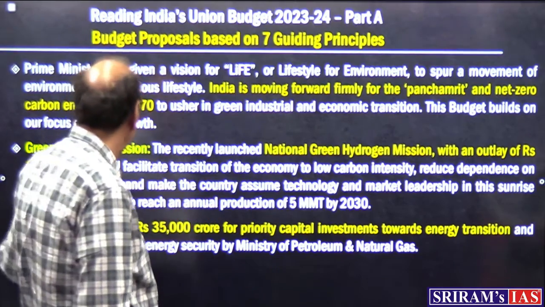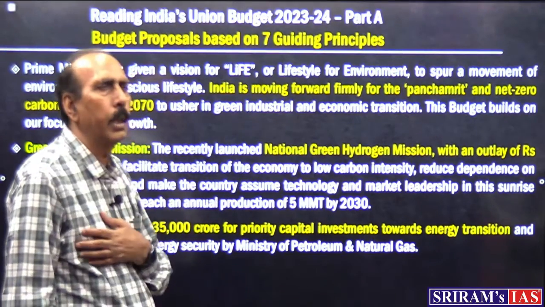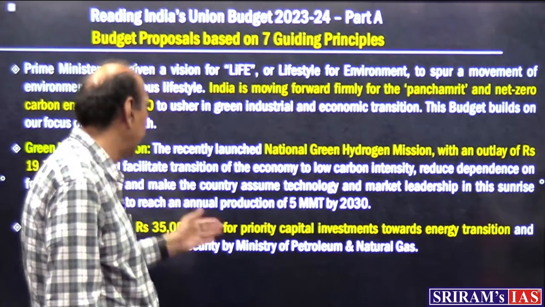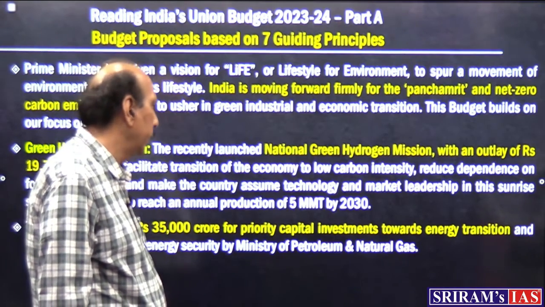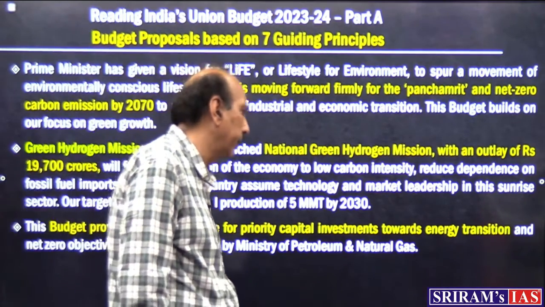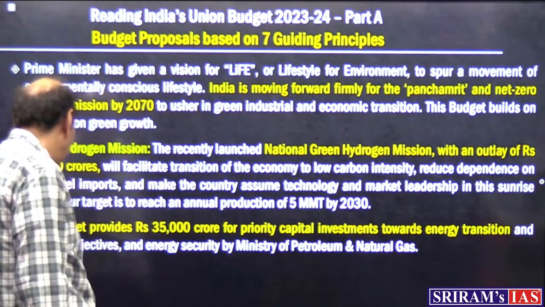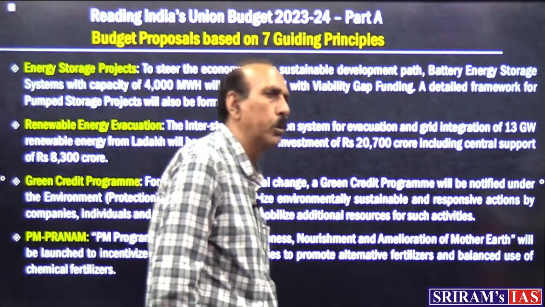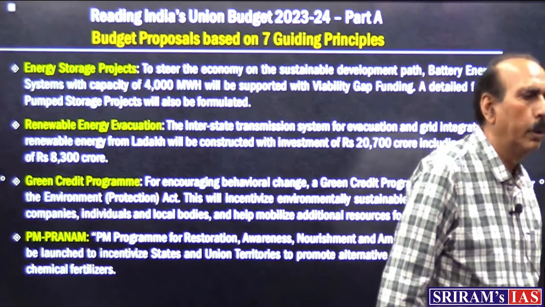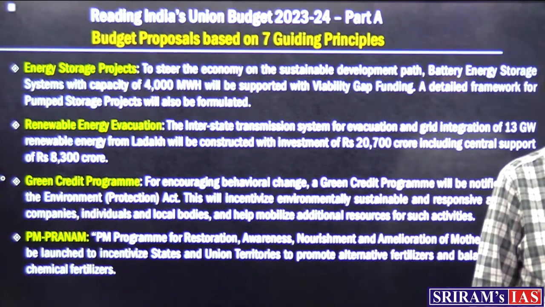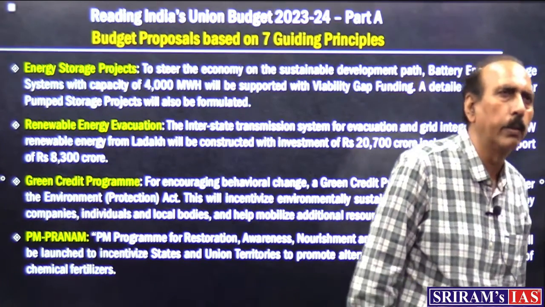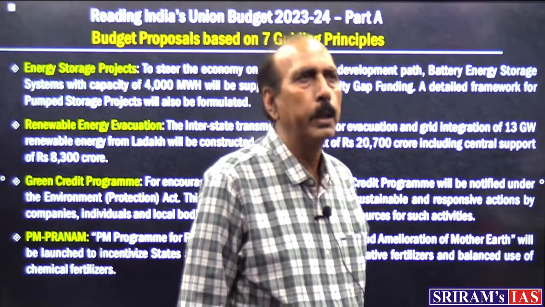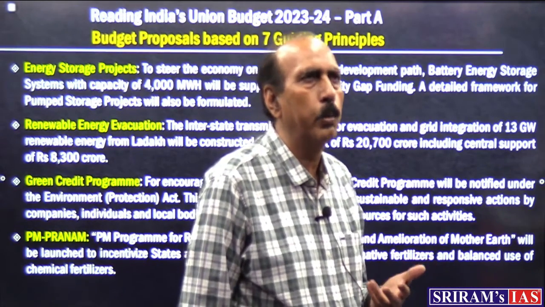The mission will explore various possibilities of raising hydrogen production in the country, and the budget has already allocated 19,700 crores for the mission to do this job. The budget provides 35,000 crore for priority capital investment towards energy transition. As I mentioned, energy transition is a must for green growth. We have to move from petroleum, diesel, CNG, LPG towards energy generated by renewable sources, that is solar, wind, biomass and hydro. These are the 4 renewable sources of energy we have.